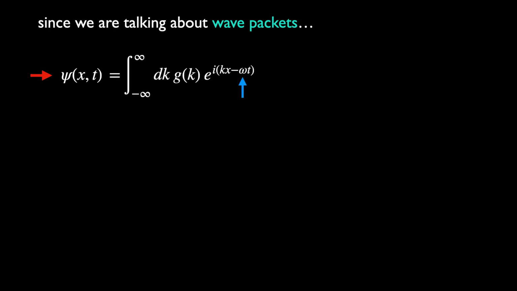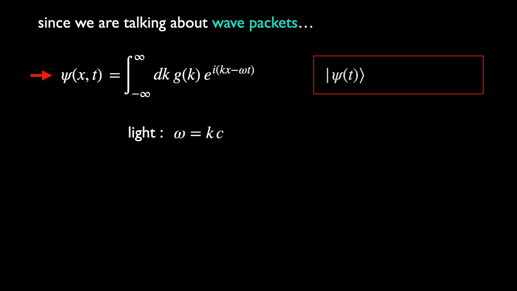Since we are talking about wave packets, let's see how they evolve in time. Classically, this is how light waves propagate. The angular frequency is related to the wave number by a linear dispersion relation, where c is the speed of light. If this is a wave function, we could derive this from how a quantum state evolves in time.